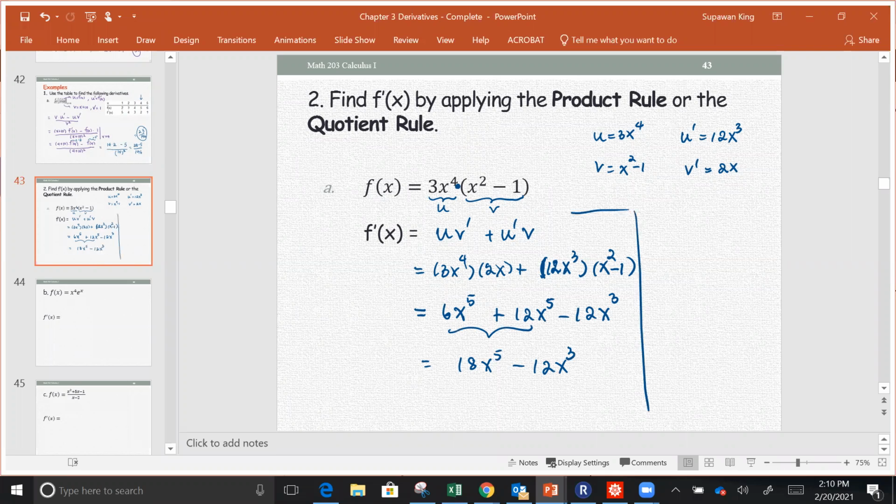And this problem can be done by using the power rule. Before we apply the power rule, we can expand this expression by multiplying 3x to the fourth through the parentheses. We have 3x to the sixth minus 3x to the fourth. Apply the power rule to each term, we get 18x to the fifth minus 12x to the third, which is the same as the result from applying the product rule.